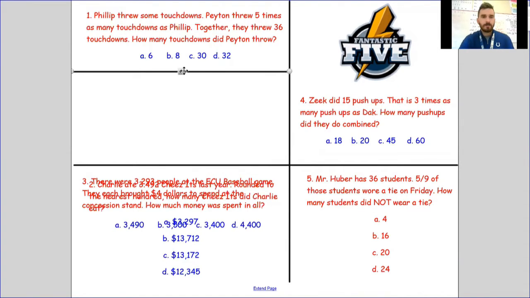It says Philip threw some touchdowns. Peyton threw 5 times as many touchdowns as Philip. Together, they threw 36 touchdowns. It wants to know how many touchdowns did Peyton throw.